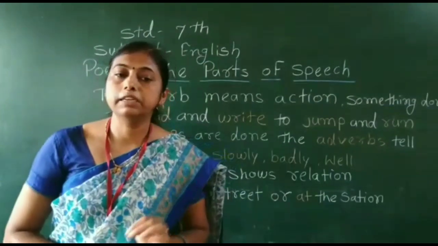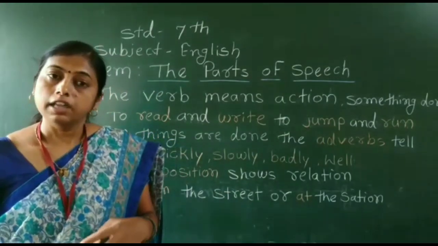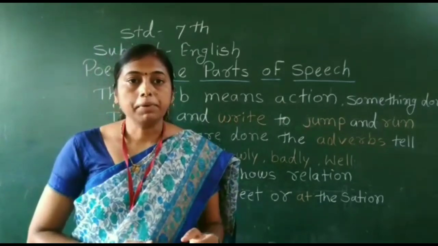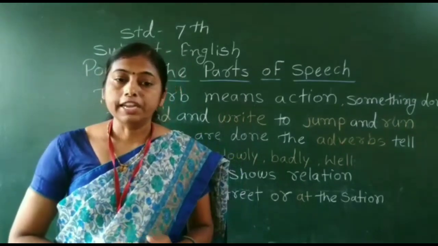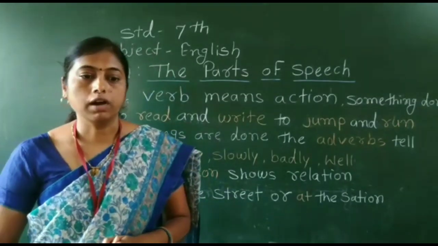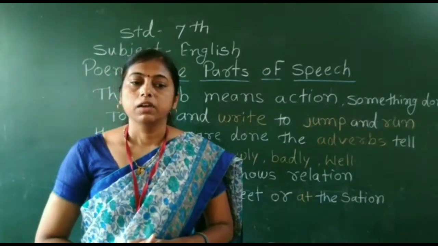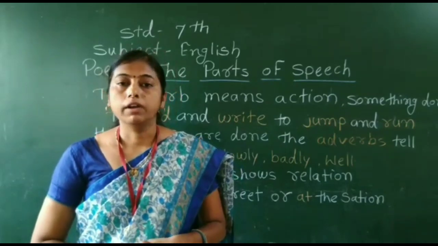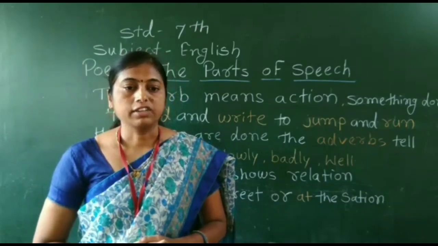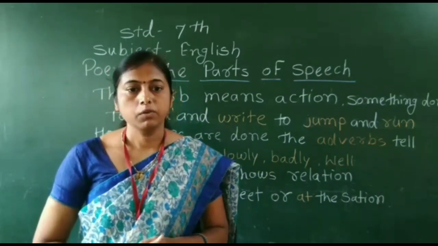These are the examples of adjective. The verb means action, something done. To read and write, to jump and run. Here is given the definition of verb in first line, and the examples are given in second line: read, write, jump and run. A verb is a word or group of words that shows action, what people or things do and what happens to them. Means a word expressing an action. So, read, write, jump and run are the examples of verb.